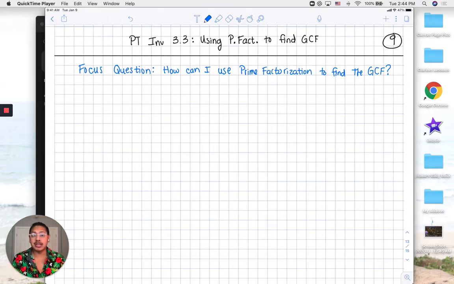We're going to learn how to use prime factorization to find the greatest common factor. Go ahead, pause the video, write down the focus question, please. How can I use prime factorization to find the greatest common factor?